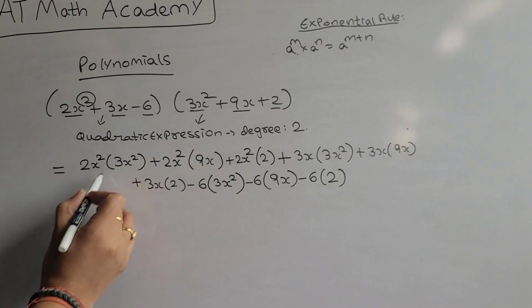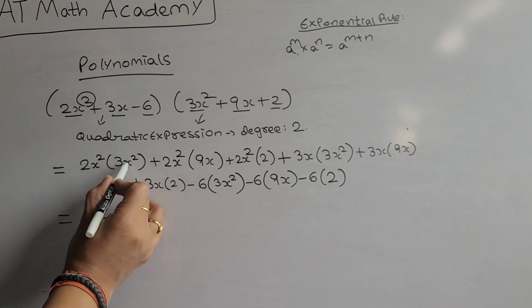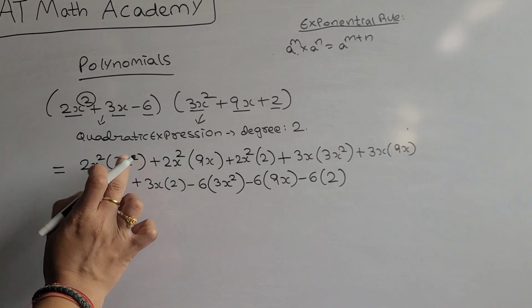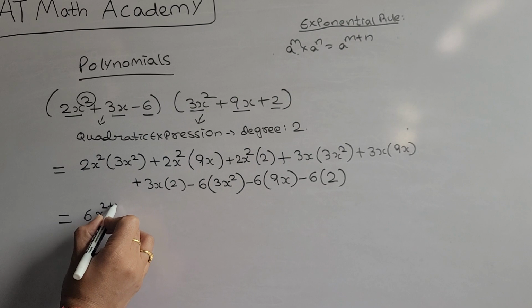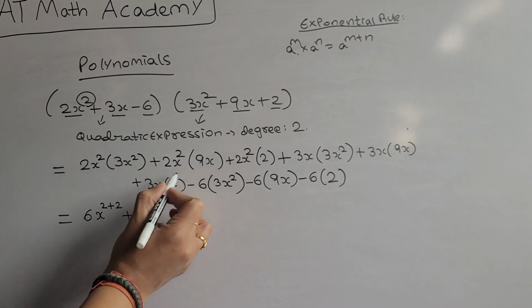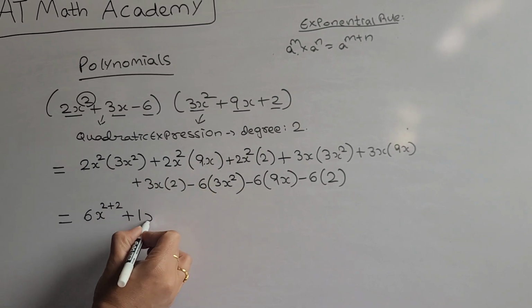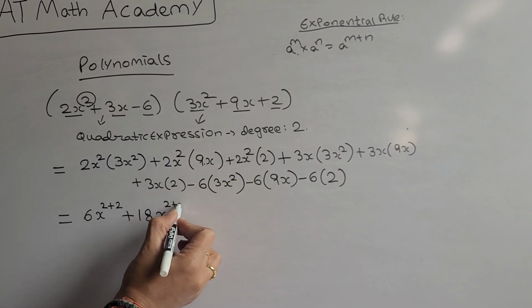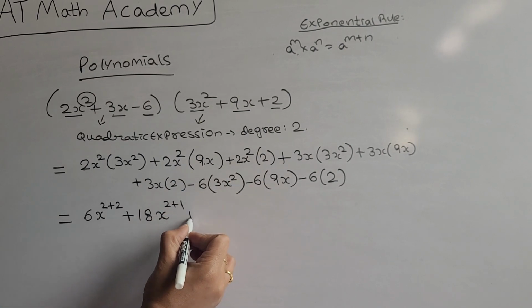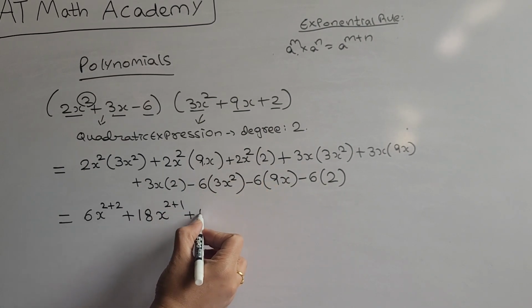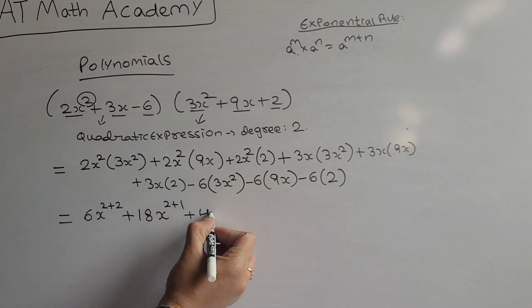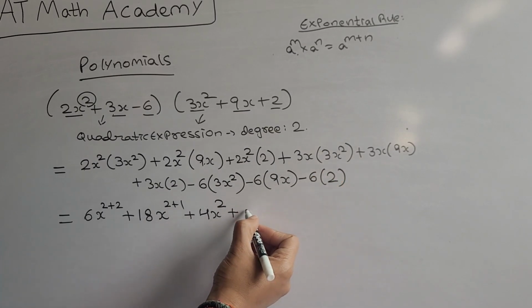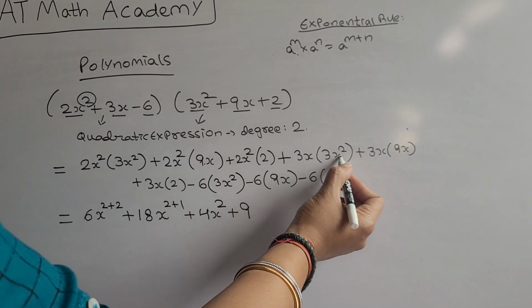So 2 times 3 is 6. Here I have x² and x². So the base is the same, x. The exponents are 2 and 2, so I'm adding them, 2 plus 2. And plus, here 2 times 9 is 18, and I'm going to add my exponents 2 and 1, so 2 plus 1. Here it will be 2 times 2 is 4 and x². And here it will be 3 times 3 is 9 and x².